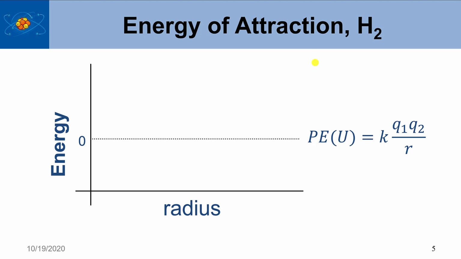In a sense, then, I have a hydrogen atom way out here, and I have another hydrogen atom way out here, and I'll draw these as little electron clouds, right? And there's no force of attraction. So that's what this zero line represents.